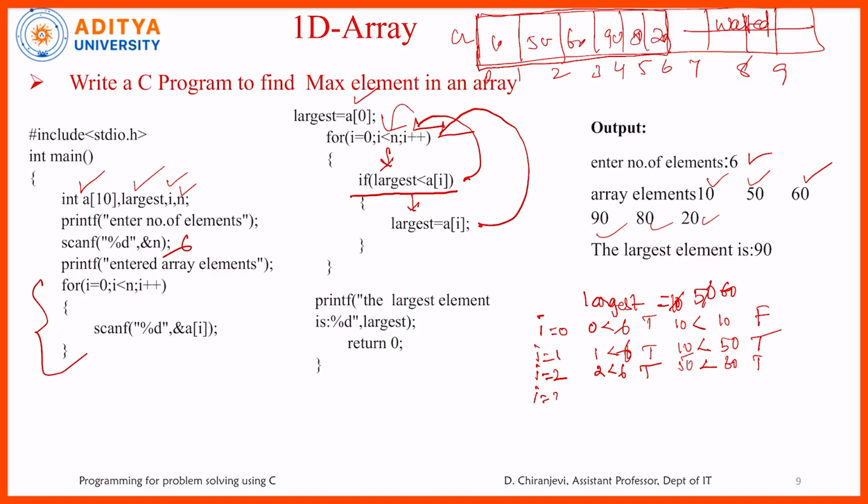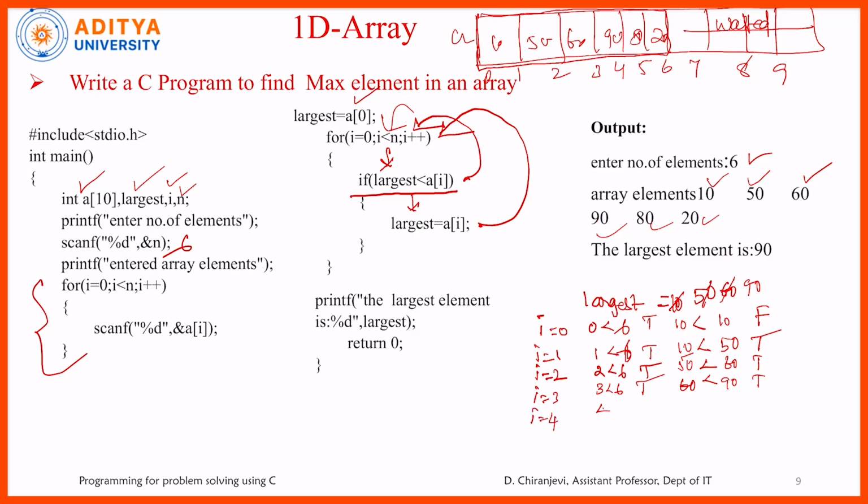Now I value is 3. 3 less than 6, that is also true. Now if this is true, you will check the condition: largest value, that is 60, is less than a of 3 value. A of 3 value, how much? 90. 60 less than 90, yes, this is true. So again you will update: a of 3 value will be updated to largest. A of 3 value, how much? 90. So 60 is updated to 90 as largest. After updation, again I plus plus.